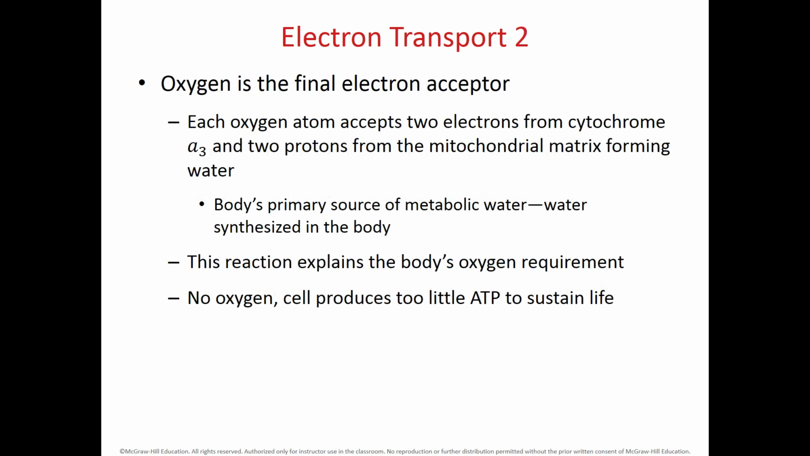And then at the end of these proteins that are embedded within the inner membrane, you will have the final acceptor of electrons, which is going to be oxygen. So oxygen will receive these 2 electrons coming from cytochrome A3, and then you will have 2 protons from the mitochondrial matrix forming water.